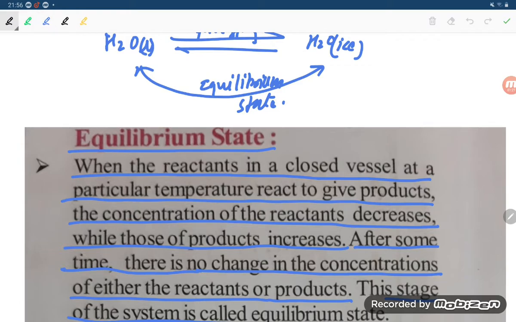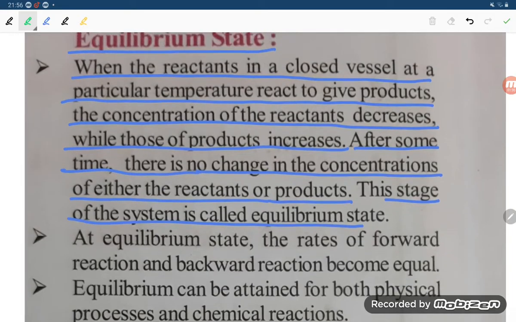So when you talk about the equilibrium state, they are saying: when the reactants in a closed vessel at a particular temperature react to give a product, the concentration of the reactant decreases while that of the product increases. After some time there is no change in the concentration of either reactants or the product. This system is called the equilibrium state.